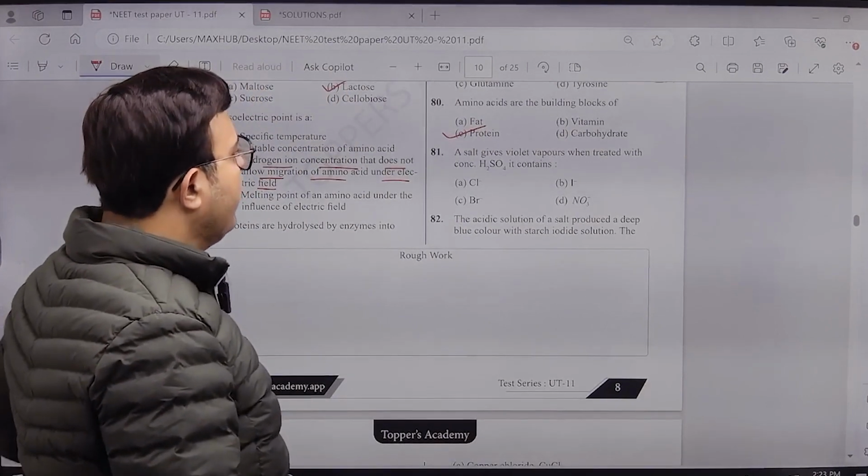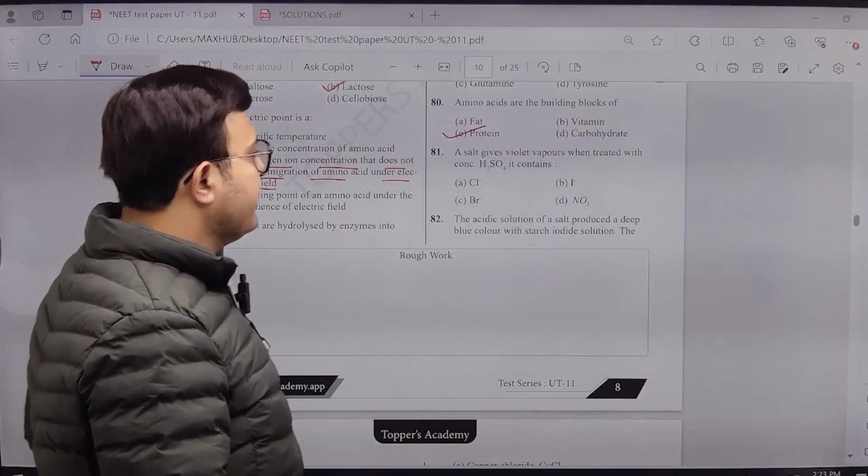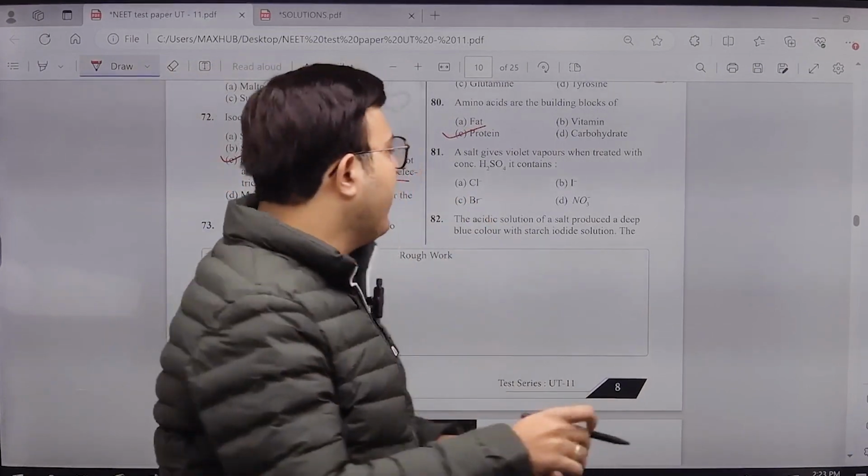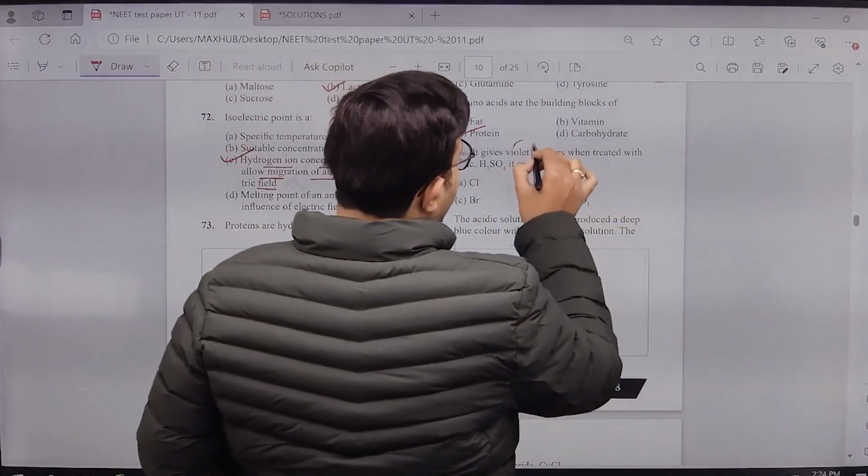A salt gives violet vapors when treated with concentrated H2SO4. Whenever you are getting a violet vapor, they are of iodine gas. Okay, violet vapors.